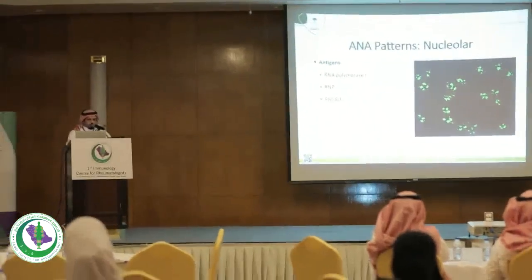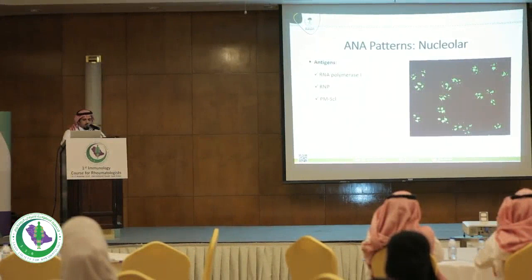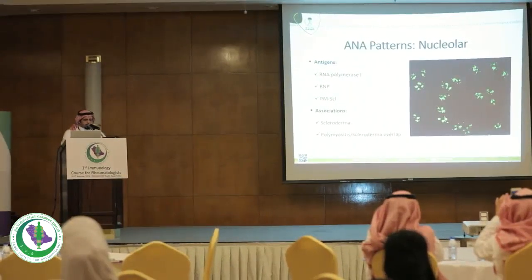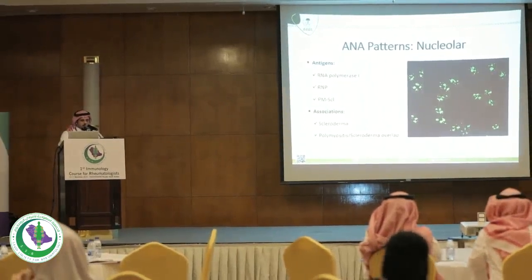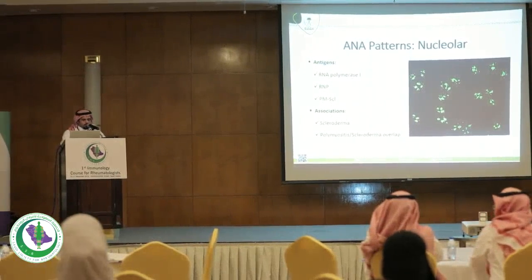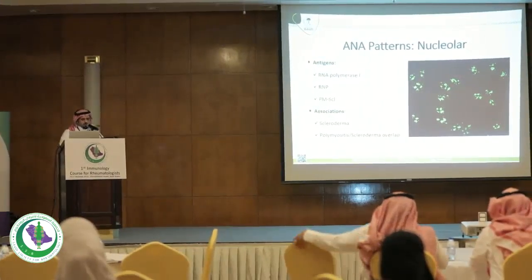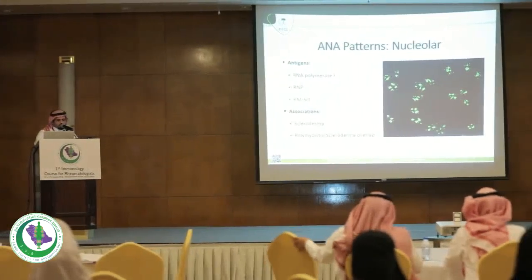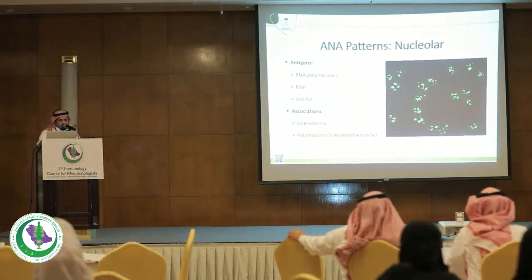Also, we have the nucleolar pattern, which is less frequent than the homogeneous and speckled but is still seen a lot. The antigens associated with this pattern are RNA polymerase 1, RNP, and also PM-Scl overlapping. The association is usually with scleroderma. It can be seen a lot with scleroderma, and also the overlap of polymyositis and scleroderma.